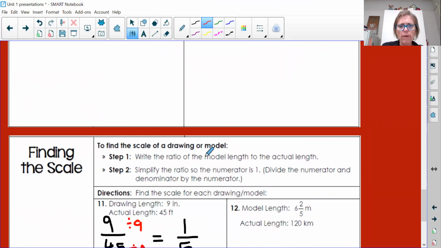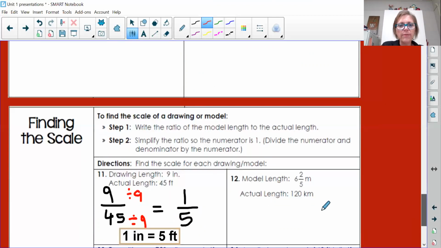Write the ratio of the model length to the actual length. So model or drawing has to go on top, and the second number, the actual number, has to go on bottom. Okay, now the second rule, simplify the ratio so that the numerator is what? 1. Divide the numerator and the denominator by the numerator. So how do you multiply or divide a number to get 1? Well, you divide it by itself. So I have to divide the top by 9, the bottom by 9.